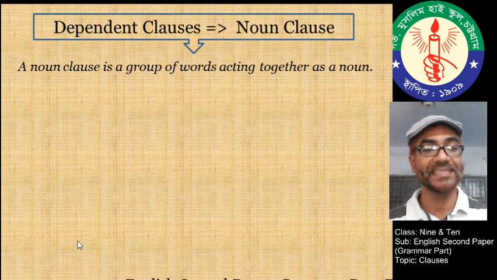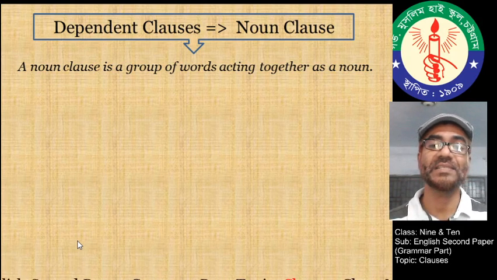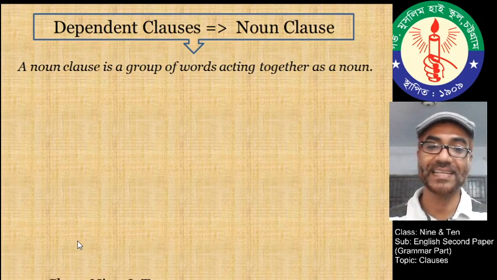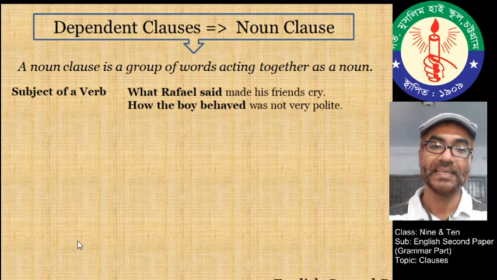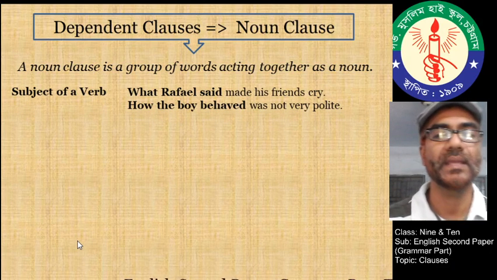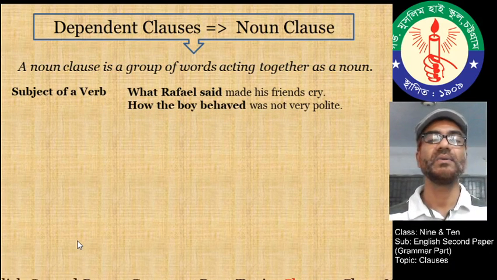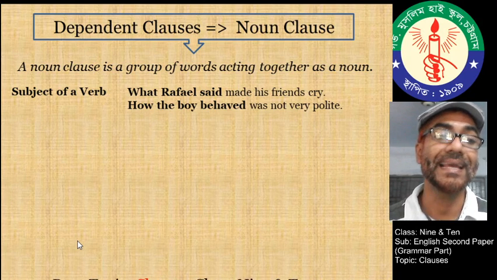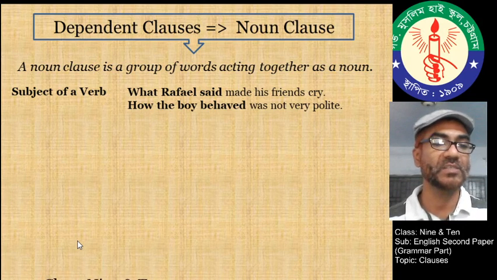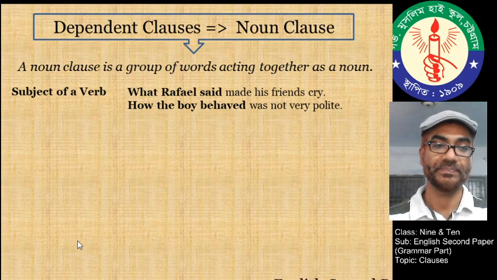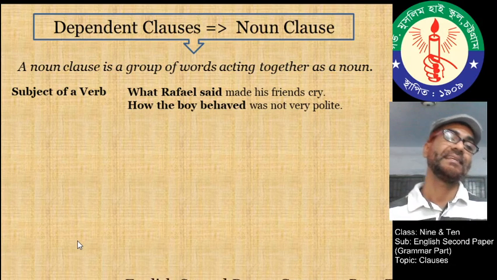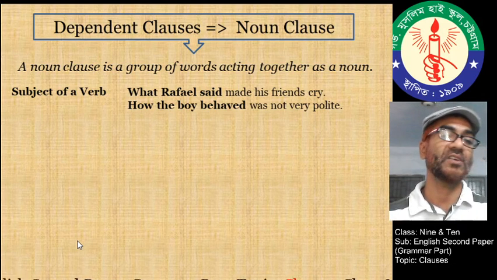Okay, a noun clause is a group of words acting together as a noun. You see, there are different ways these noun clauses can act in a sentence. First one, subject of a verb. That means a noun clause can act as the subject of a verb.